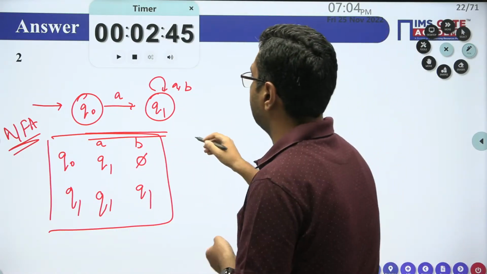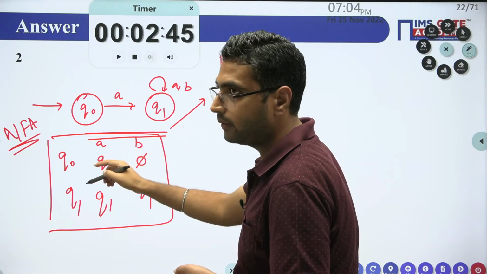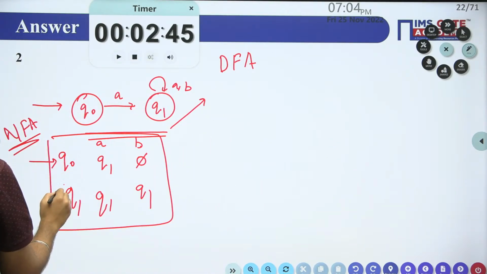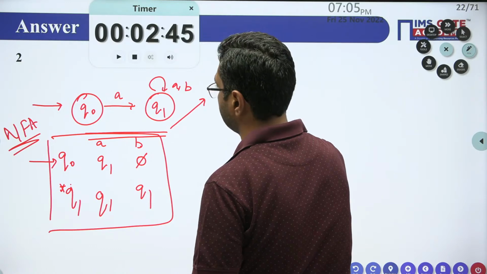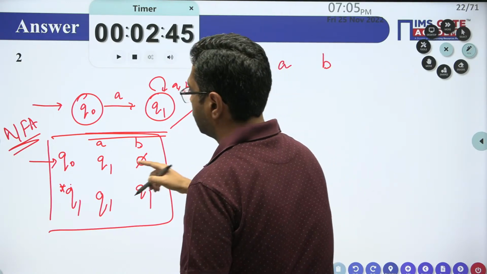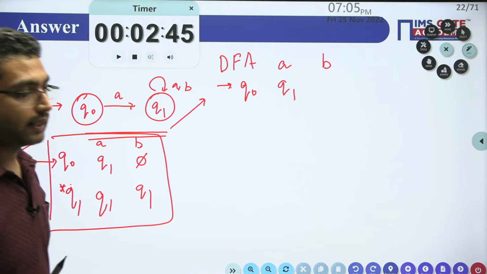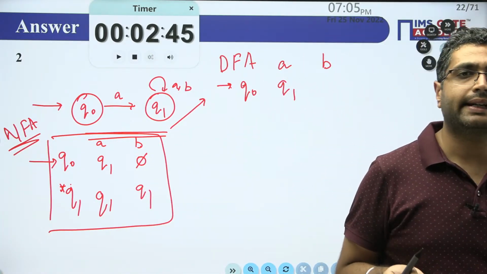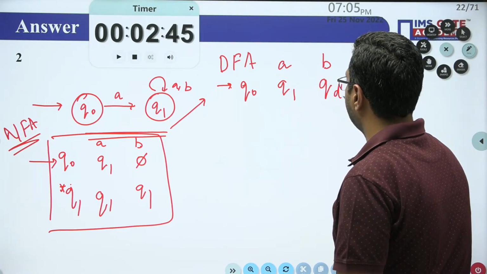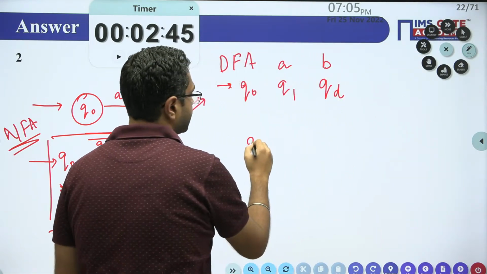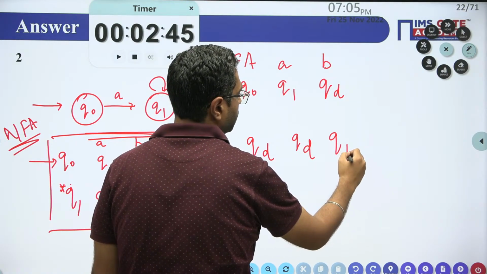Now the next step is you will draw the transition table for the DFA and you will take the help of the transition table of the NFA. You will start from the initial state of the NFA. What is the initial state for NFA? Q0. You will start from Q0, the initial state remains the same, and you will keep on writing the transitions. So Q0 on A goes to Q1 and Q0 on B goes to phi. There is nothing called phi in DFA. What we have is a dead state, right? So Q0 on B will go to a dead state. I will call it QD. And what do we know about the dead state? Dead state on A will also go to QD, and dead state on B will also go to QD, right?